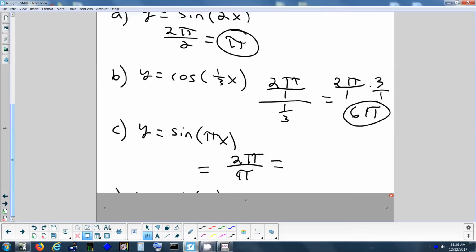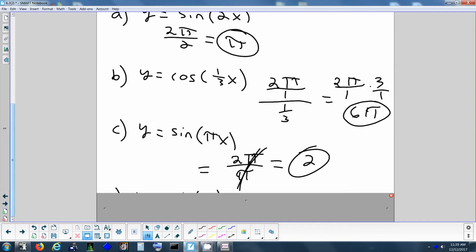So what's the period of this one? 2. So this graph doesn't have pi in it. It's going to go from 0 to 2 and do the pattern, and then from 2 to 4 it's going to do the pattern again. Every 2 units, it's going to repeat.